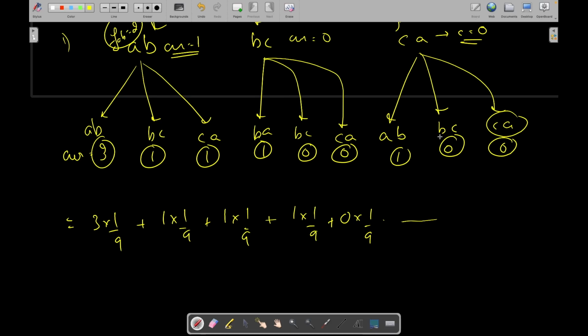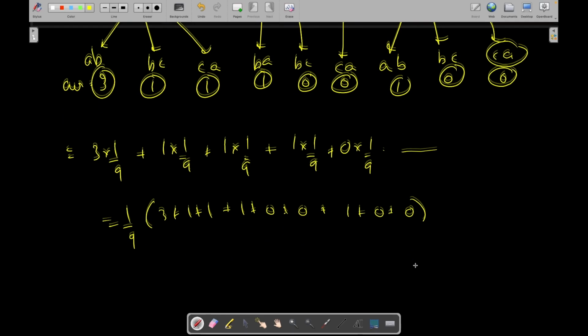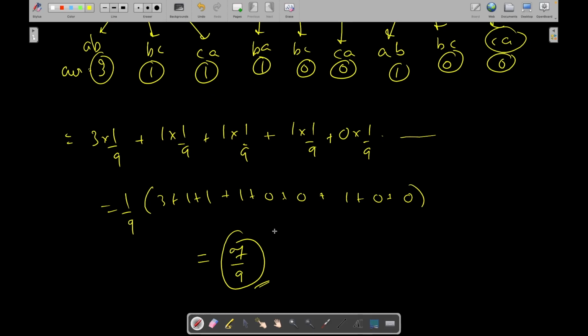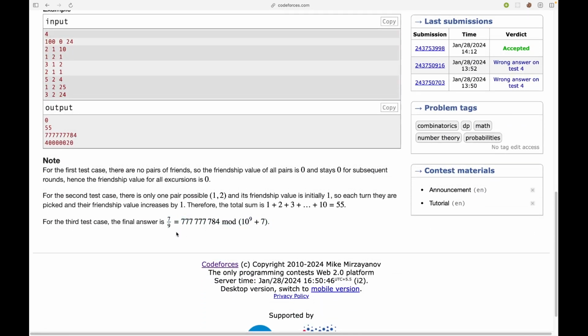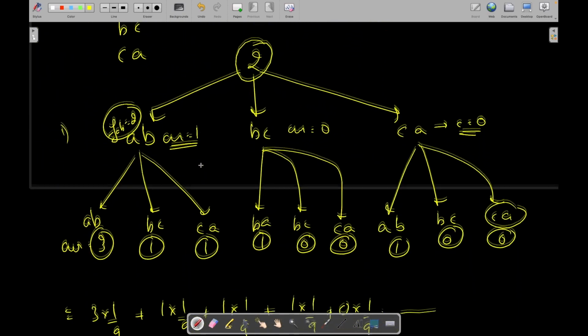Basically we are taking the sum. If I take 1 by 9 common from this, I will get 3 plus 1 plus 1 plus 1 plus 0 plus 0 plus 1 plus 0 plus 0, and the sum is, what is the sum? 7 upon 9. So this is the expected value of the summations, and it is written here that the answer is 7 upon 9. So I think you now get a pretty good idea of how we are getting to the answer. Now let's discuss the approach.